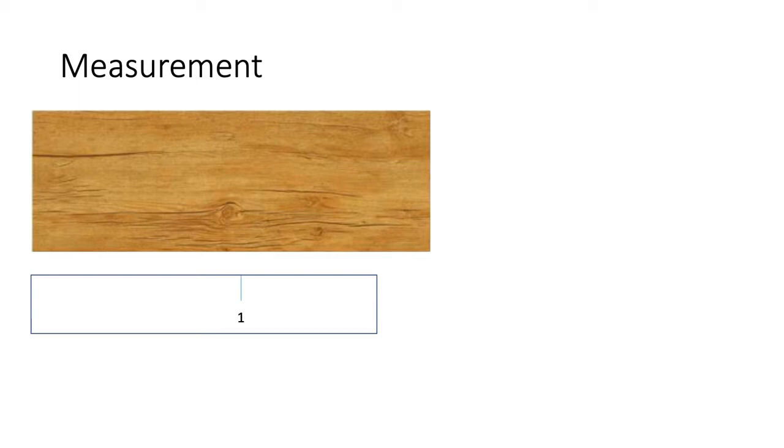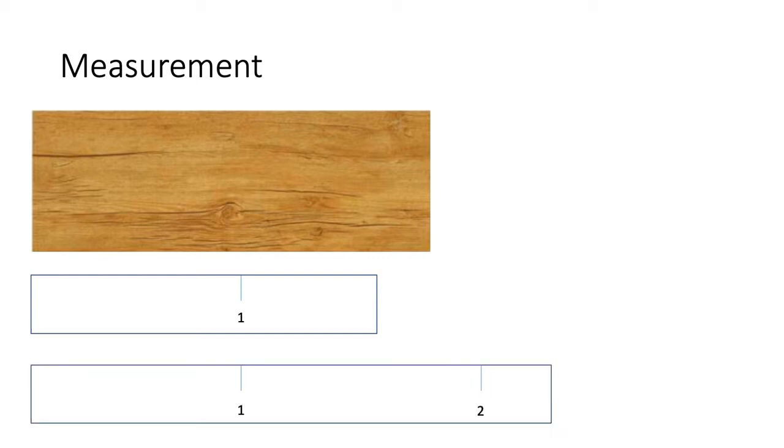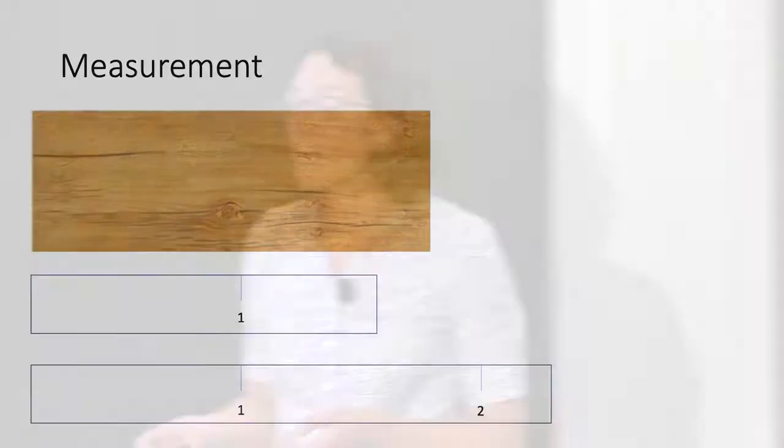It's not long enough. So what's the minimum we could say about this piece of wood? It's longer than one something. So this is not a great measuring tool. What about this? Any better? Slightly better. So now what could we say about the length of the piece of wood? It's between 1 and 2. Probably a little closer to 2, but we can't really say too much more about it than that, and we still don't have any units.